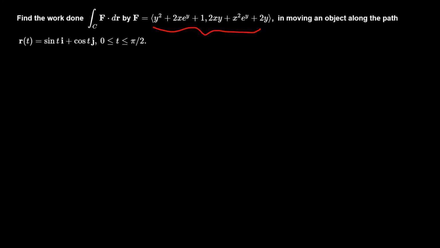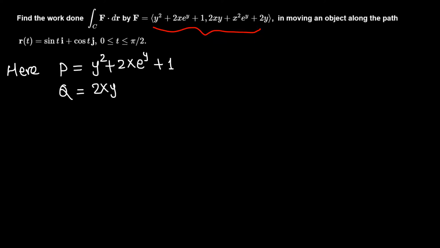We always say the first component is P. So here for the force field, the component P is y squared plus 2x e^y plus 1, and Q is 2xy plus x squared e^y plus 2y. Note that the domain of this force field F is all the points in the plane, all xy, or R2.